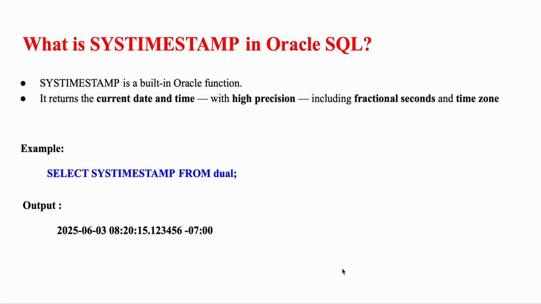Let's go. Now let's start with SYSTIMESTAMP. This is a built-in Oracle function that gives you the current date and time, but with even more precision than SYSDATE. It includes the fractional seconds and also the time zone, which is super useful if you are working with time-sensitive data or across different time zones. Here's a quick example. If I run this, select SYSTIMESTAMP from DUAL, you'll get something like this. So you can see it's very detailed.